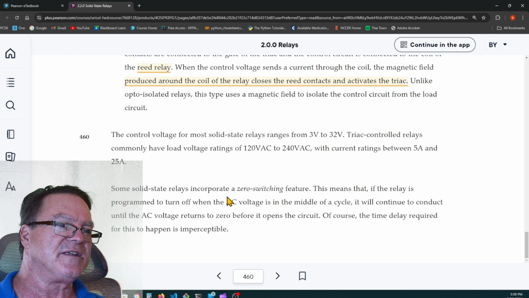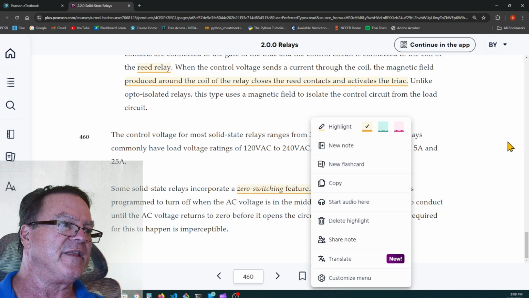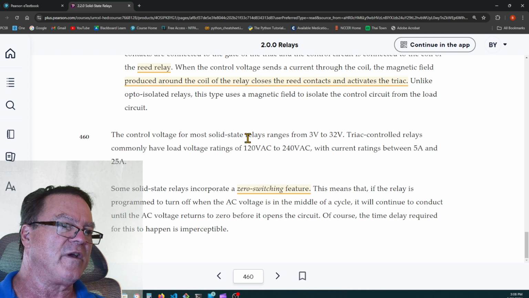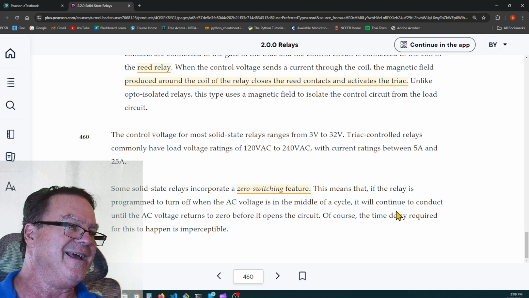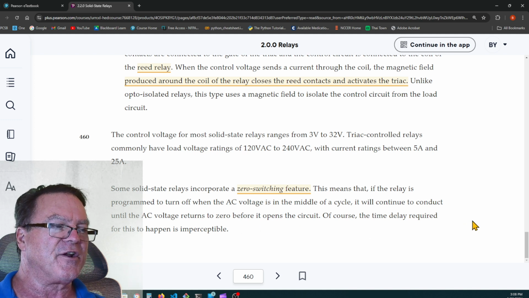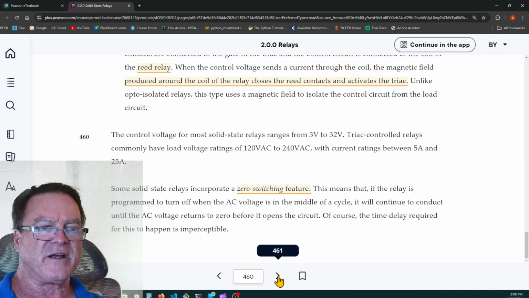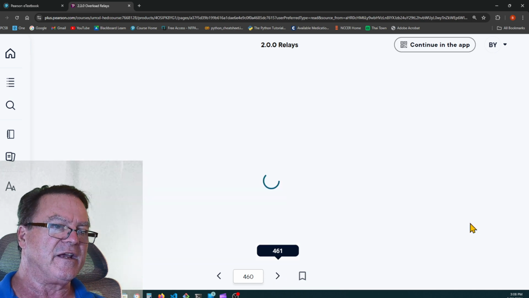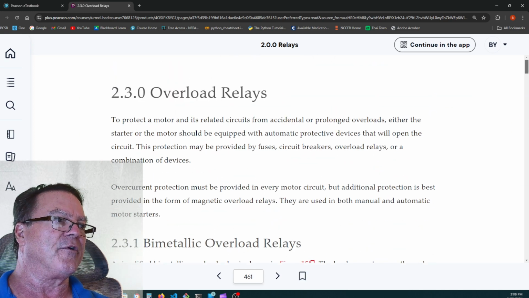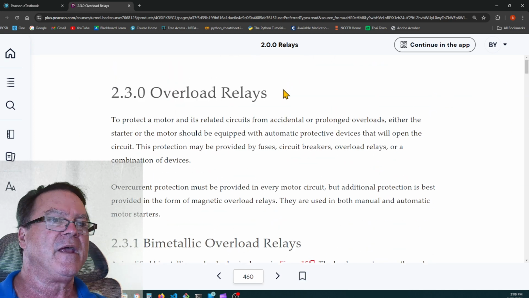Some solid-state relays incorporate a zero switching feature. Basically, they don't turn off until the sine wave falls back to zero. This means that if the relay is programmed to turn off when the AC voltage is in the middle of the cycle, it'll continue to conduct until the AC voltage returns to zero before it opens the circuit. That way it's not opening under a load, under a lot of current. When it gets back to zero, the current falls to zero. It can disconnect the circuit without a lot of arcing or sparking.